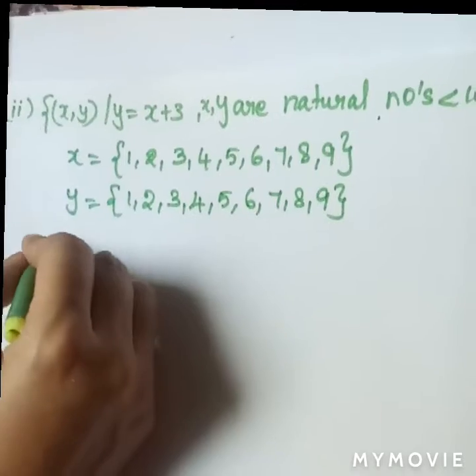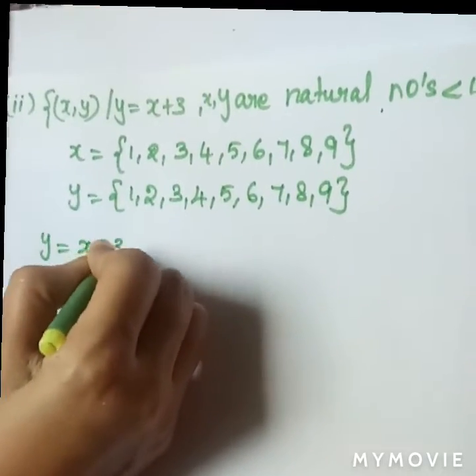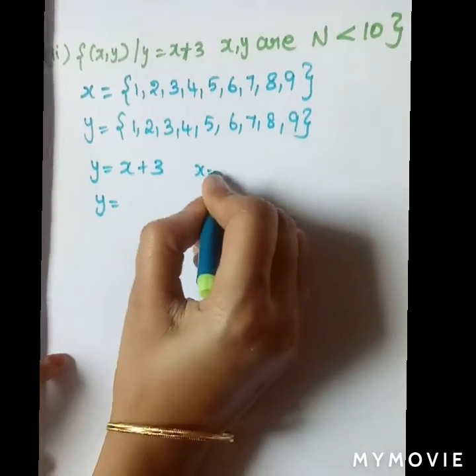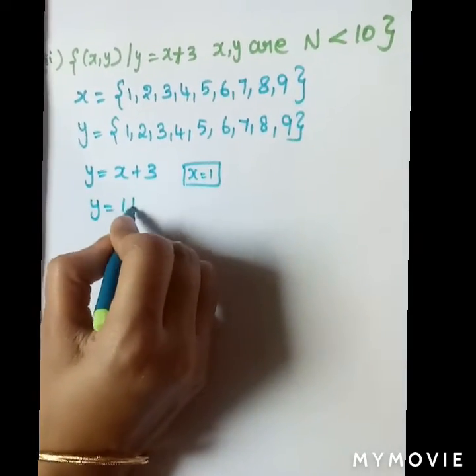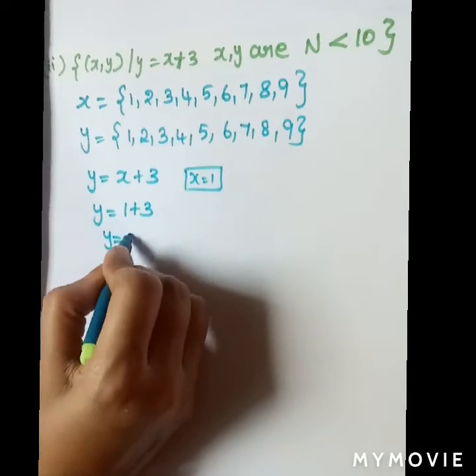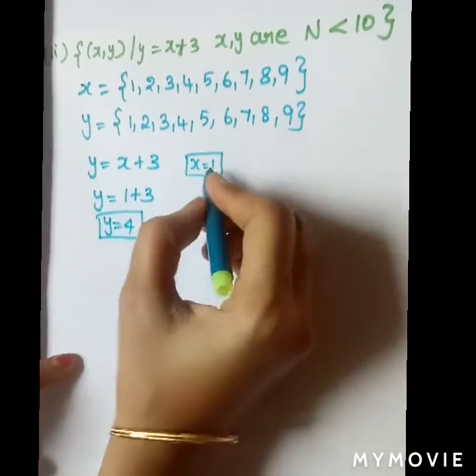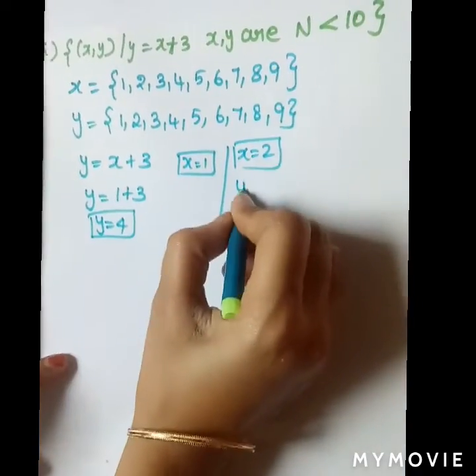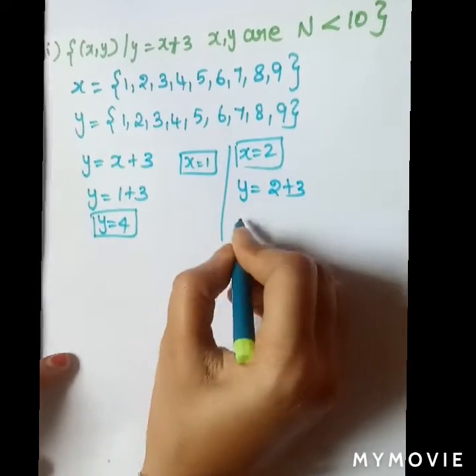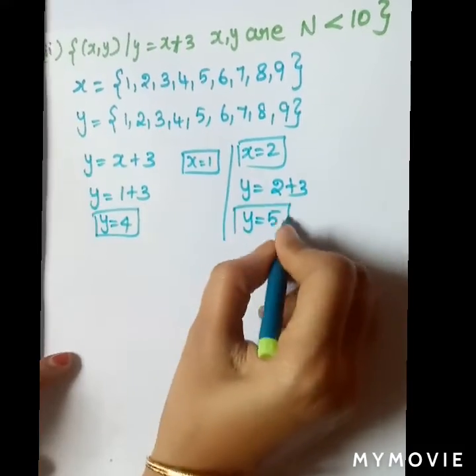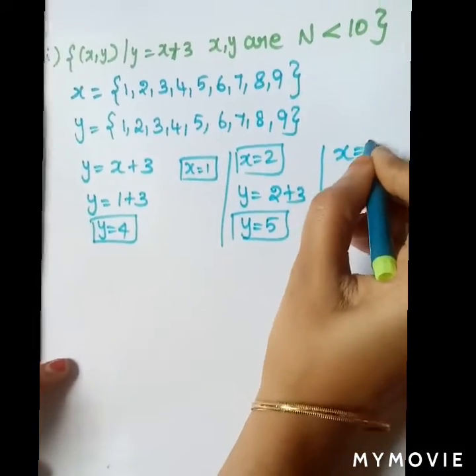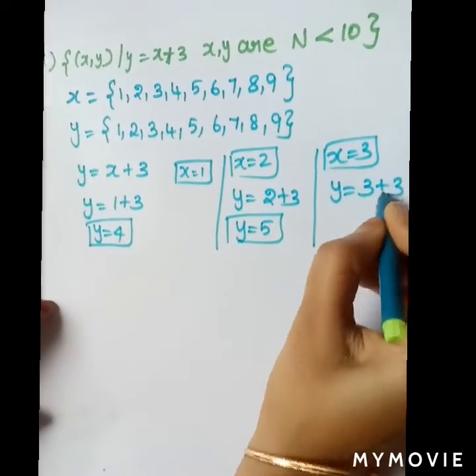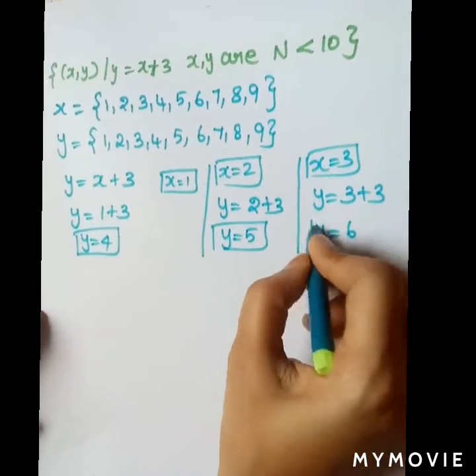See the condition. Y is equal to x plus 3. Now substitute your x value here. X is equal to 1. Let us substitute x is equals to 1. 1 plus 3. That means y equal 4. Next substitute x equal 2. That means y equal to 2 plus 3. Y equal to 5. Next substitute x equal to 3 here. Then y equal to 3 plus 3. That means y equal to 6.